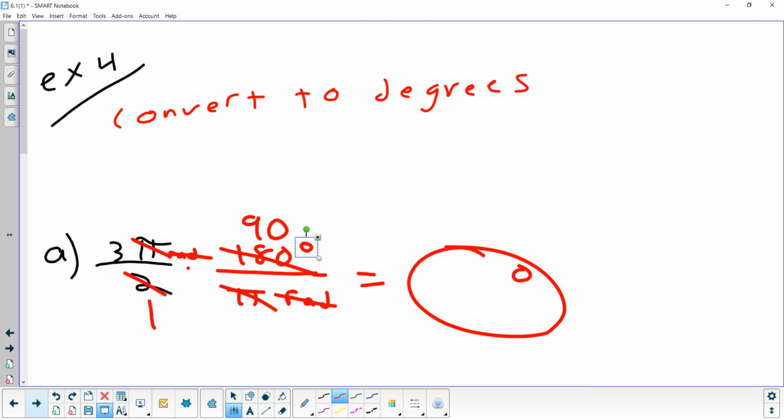Okay, what's the answer? Would you use our calculators for this? If they're asking you to leave it as an exact answer with pi, you could divide 180 by 2, but other than that, you don't want to write a decimal. Okay. So what's the answer here? Yep. 270.